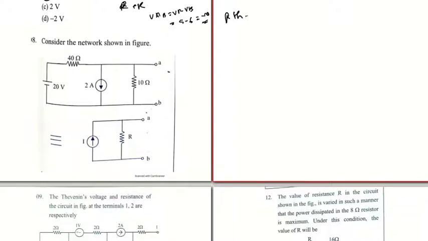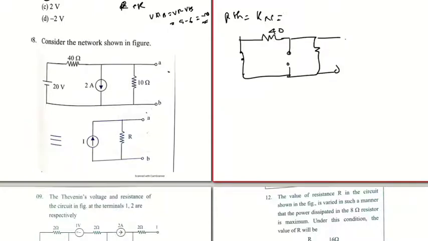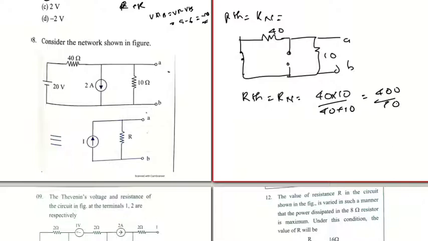To find our RTH or RN, we will short circuit all the voltage sources and open circuit all the current sources. So this current source is open circuited and the voltage sources are short circuited, and looking from this terminal, we get that 10 and 40 are in parallel. So RTH equals RN equals 40 times 10 divided by 40 plus 10, which is 400 divided by 50, which is equal to 8 ohm. So we got our RN equal to 8 ohm, and now we have to find our current.